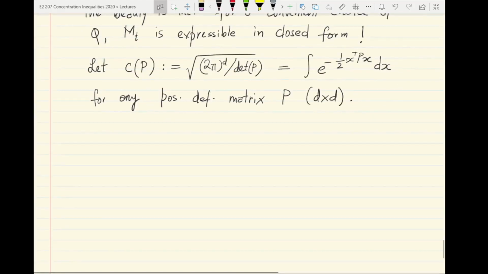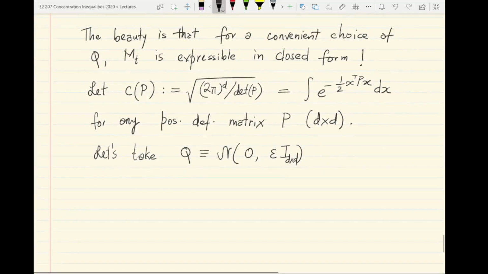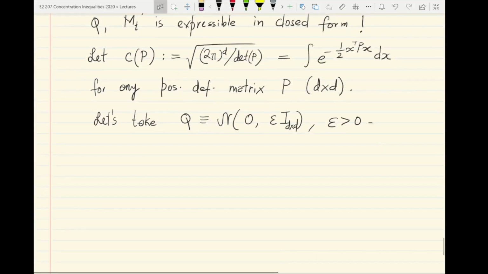Okay, so recall, let's take the distribution Q again as a normal, let's say with mean vector 0 and covariance matrix some epsilon times identity, where epsilon is some number greater than 0. So think of epsilon as basically a small number.